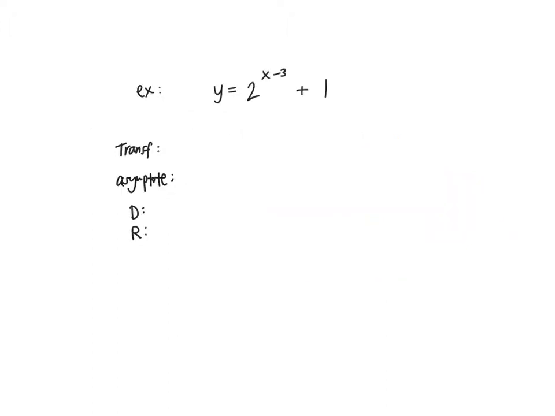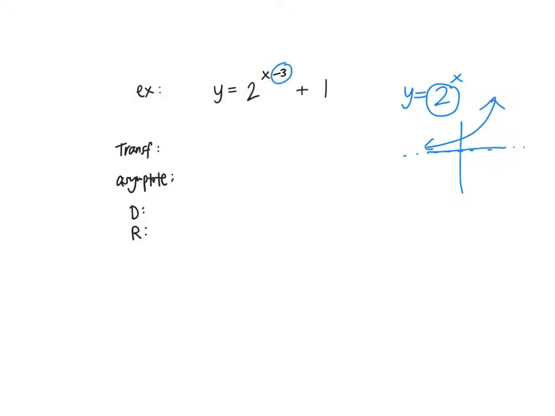Let's take a look at this example here. Notice that my parent function is y equals 2 to the x. Because the base is 2, if we're multiplying by 2, my numbers are getting bigger. Therefore, I know it's an exponential growth function. It's going to look something like this with an asymptote at y equals 0.